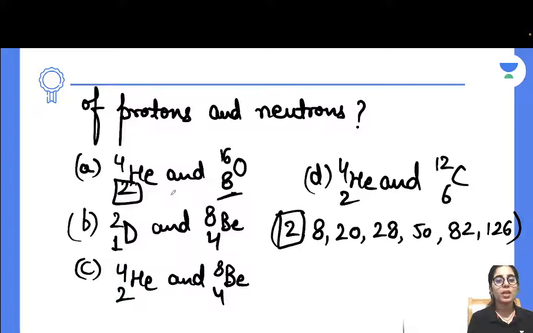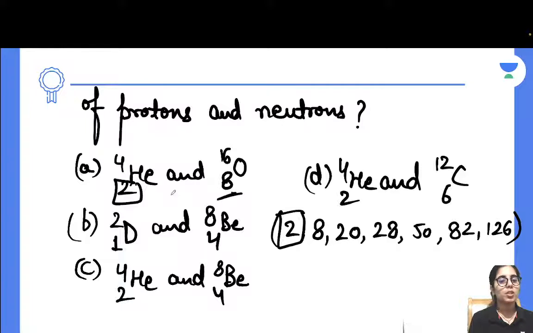But if you check any other case, like option B, the first one gives you the number of protons 1, which is not a magic number. The second term gives you 4, which is not a magic number. Option C shows 2 for the first case, but for the second one it's 4, which is not a magic number. For option D, again the second one is 6, which is not a magic number.